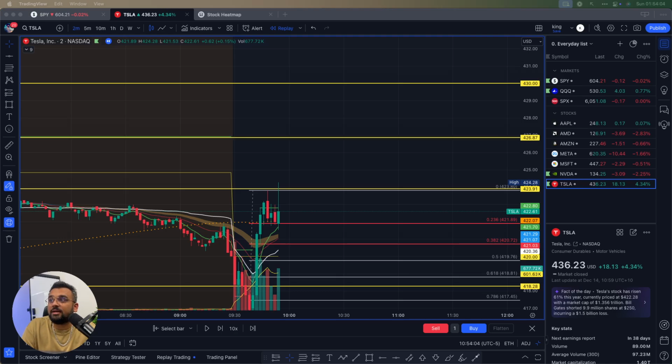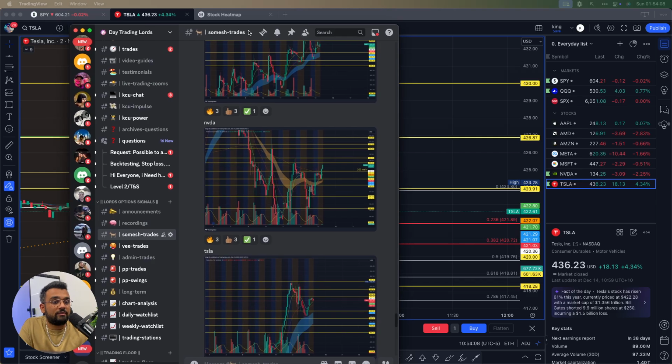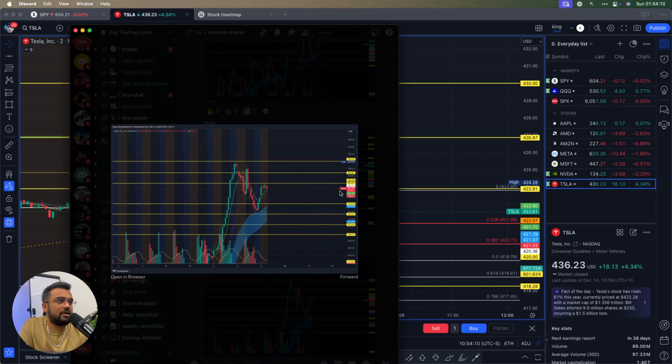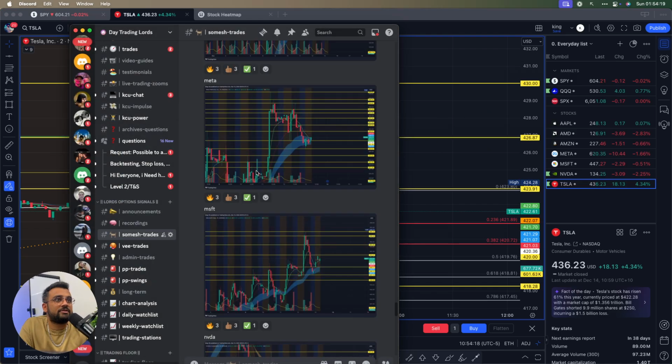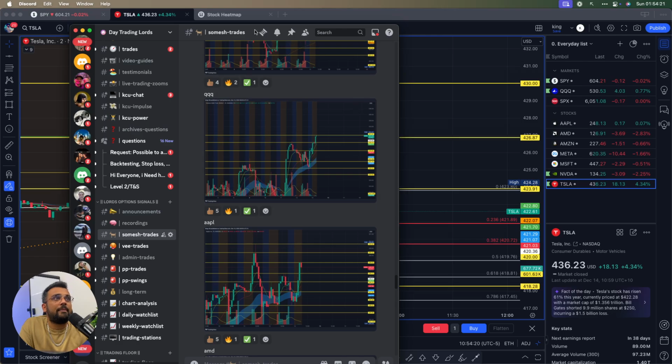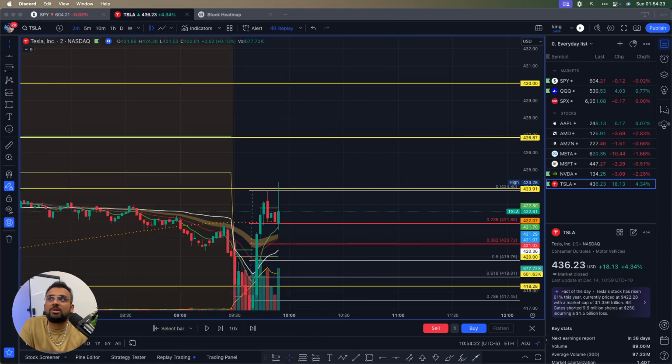Every single day in my Discord with my students, I post my levels. Like you can see these levels, they're marked 426.87, 430. These levels are marked on my charts every single day. I give them these levels before the market opens, right? So they know what levels I'm watching and why I'm watching.